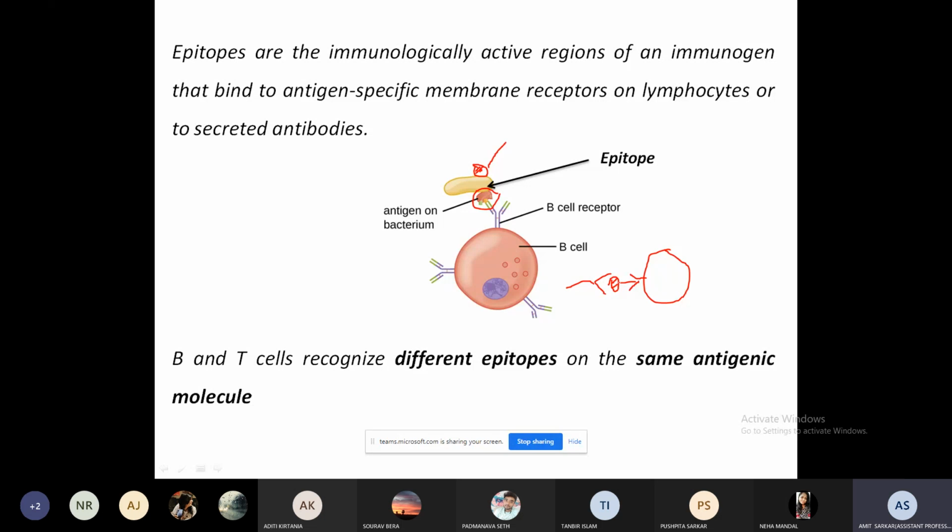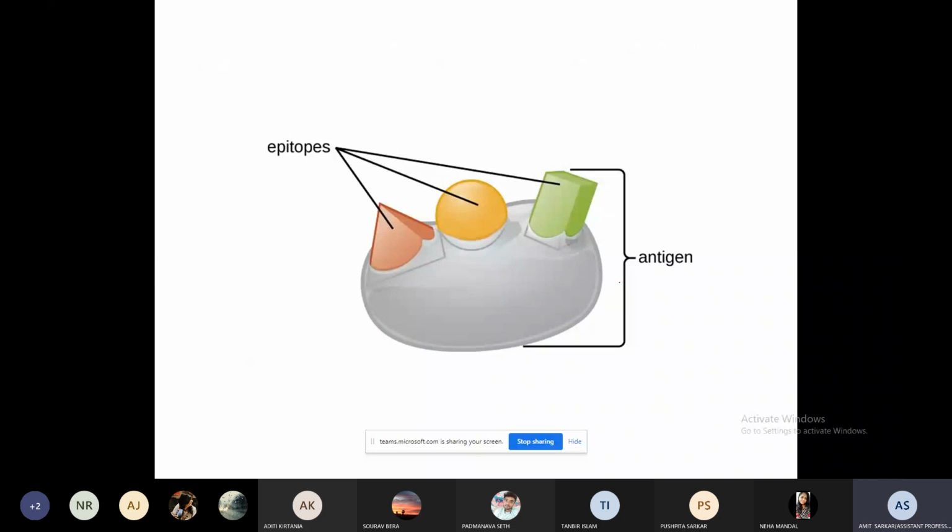Okay. So you understood what is an epitope and the peculiarity that B and T cells have different epitopes to bind. This is just a graphical representation of an epitope. Once again, you can consider that this is a bacterium and we are seeing it has 3 epitopes. Theoretically, there could be a numerous number of epitopes or there could be one epitope.